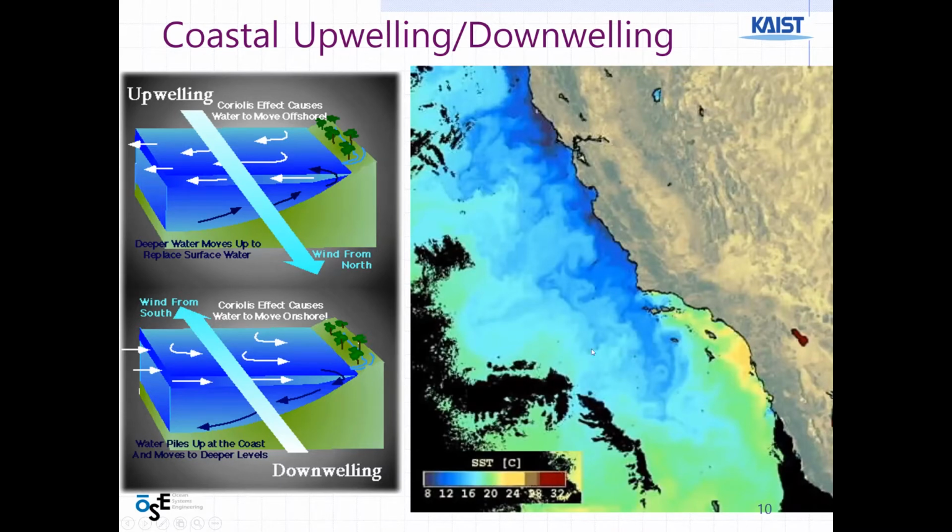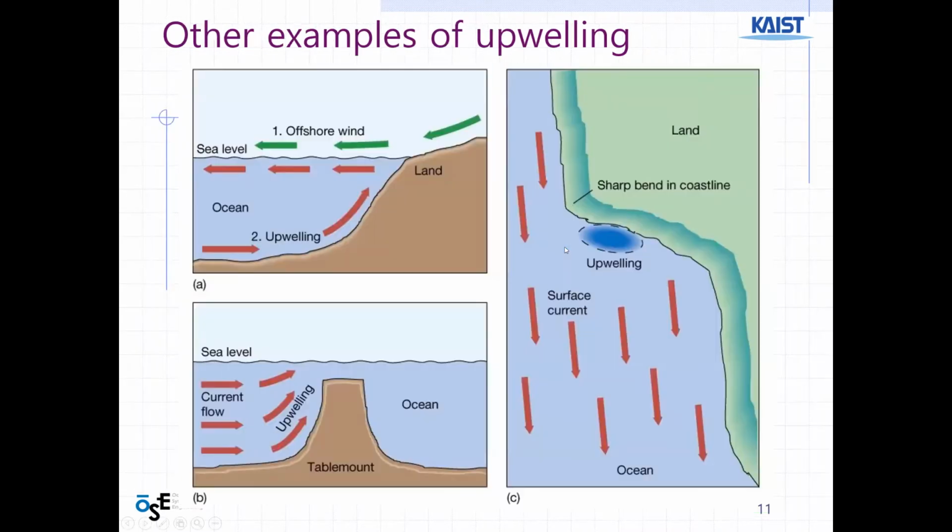As you can see in this picture, this is California in the USA. Upwelling is generated. As you know, deeper water has lower temperature, so the temperature here is lower, because upwelling is generated here.